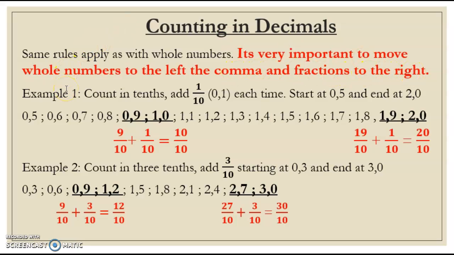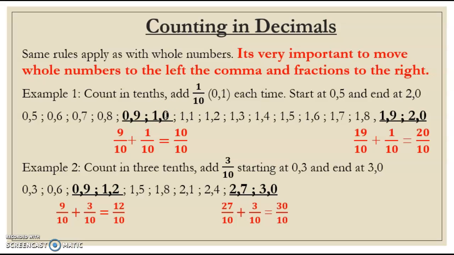Example number 1. Let's count in tenths. So that means we're going to add 1/10 or 0,1 each time. Let's start at 0,5 and end at 2. So 0,5 plus 0,1, 0,6 plus a tenth, 0,7, 0,8, 0,9 is 9/10. 9/10 plus 1/10 is 10/10. 10/10 is a whole, and that is how you write a whole in decimal notation.